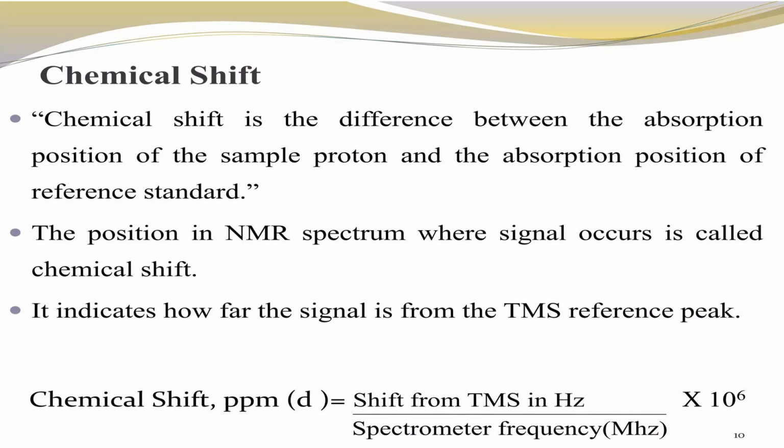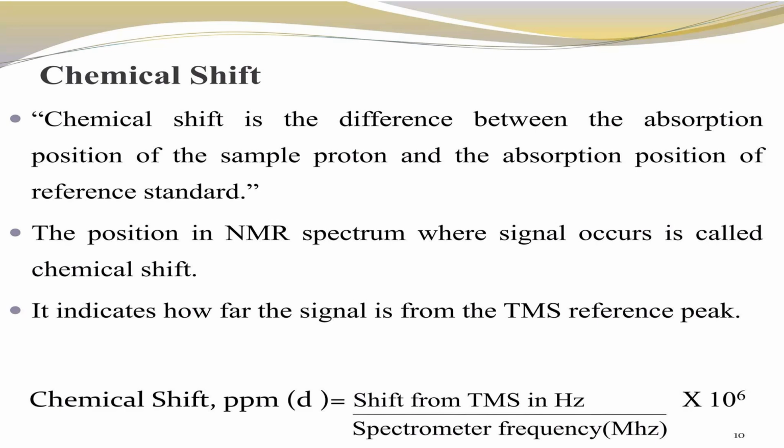Chemical shift. Chemical shift is the difference between the absorption position of the sample proton and the absorption position of the reference standard. The position in the NMR spectrum where a signal occurs is called the chemical shift. It indicates how far the signal is from the TMS reference peak.